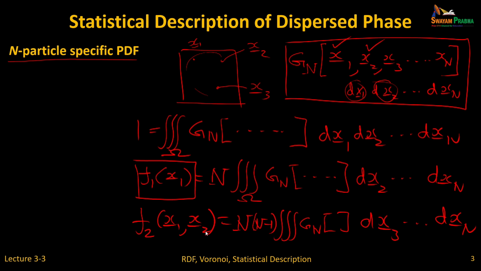Now, you can go to 3 particle statistics and so on and so forth, but for now most of the time we will deal with only 1 particle statistics, and if you are a little greedy we may go to 2 particle statistics, etc. The 1 particle statistic is related to volume fraction.